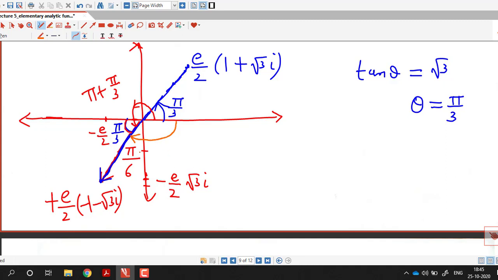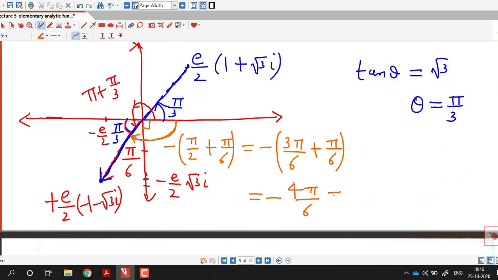So if we measure in this direction, then we can see this angle is pi by 6 and this one is 90 degrees, that is pi by 2. So the total angle made by this vector with the positive x-axis is nothing but pi by 2 plus pi by 6, and this we can rewrite as minus 3 pi by 6 plus pi by 6, which is minus 4 pi by 6, and cancelling 2 we have minus 2 pi by 3. So this shows that the principal argument of z is minus 2 pi by 3.